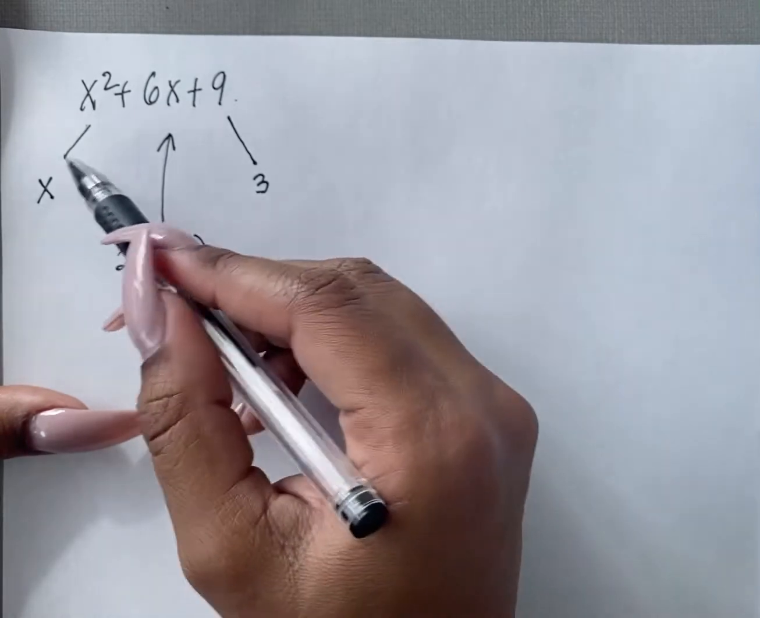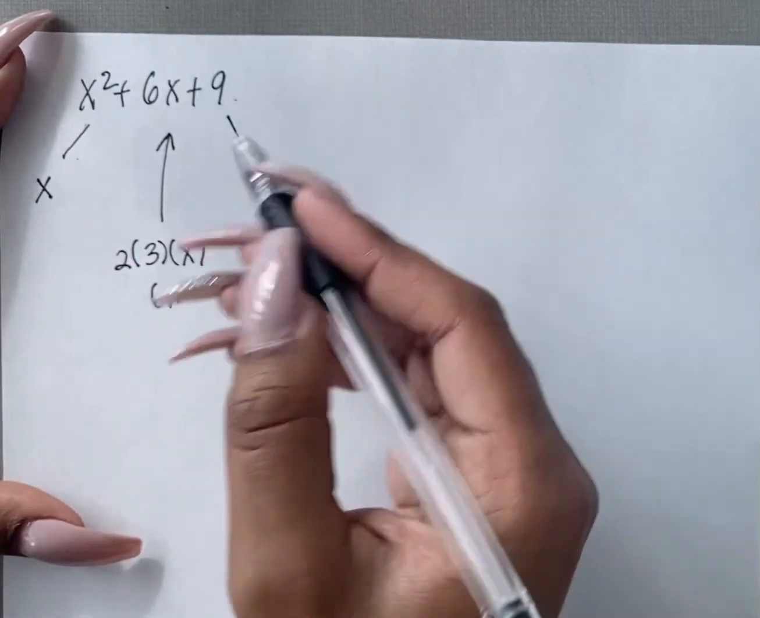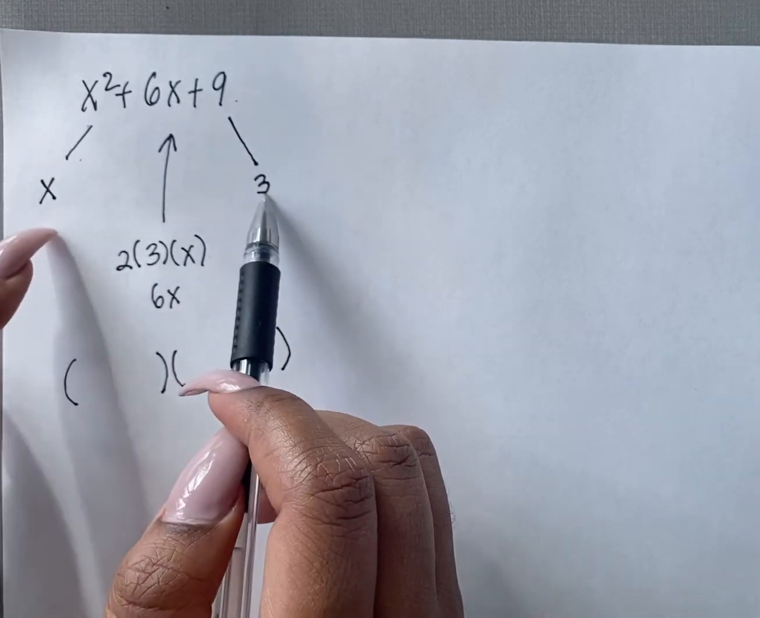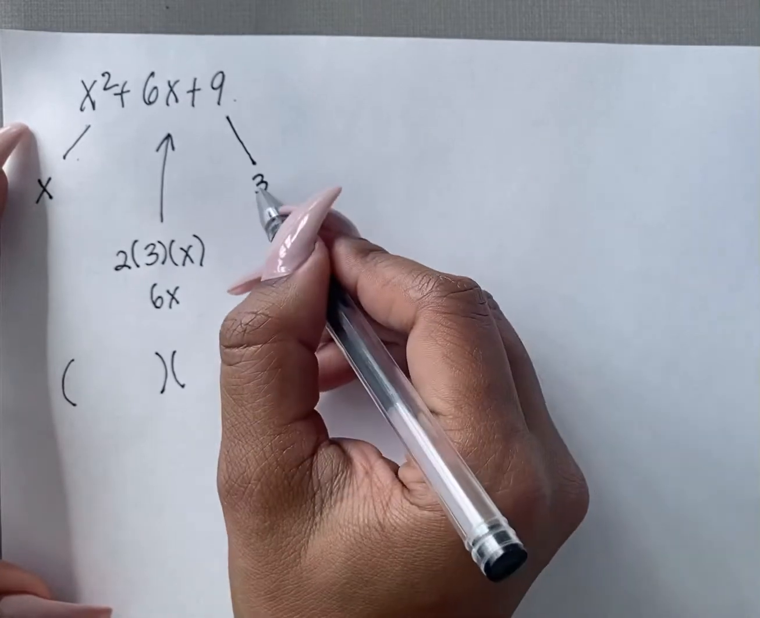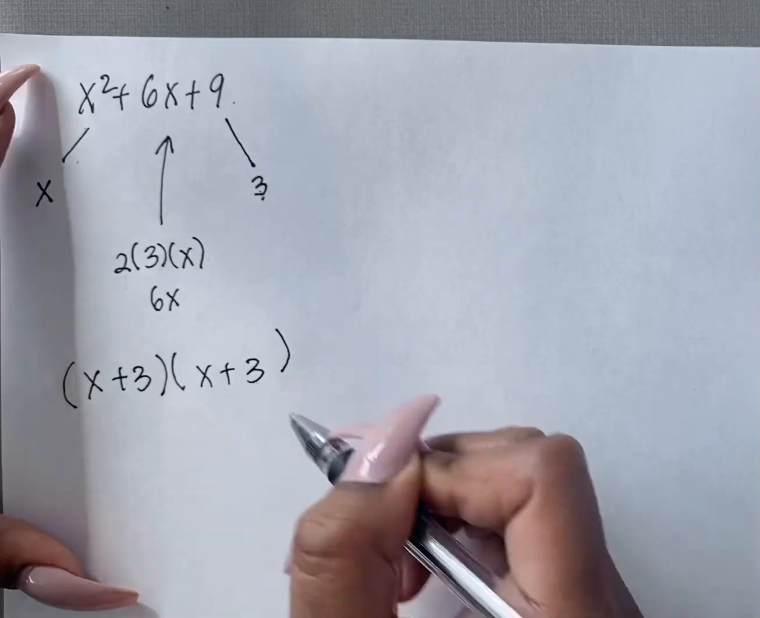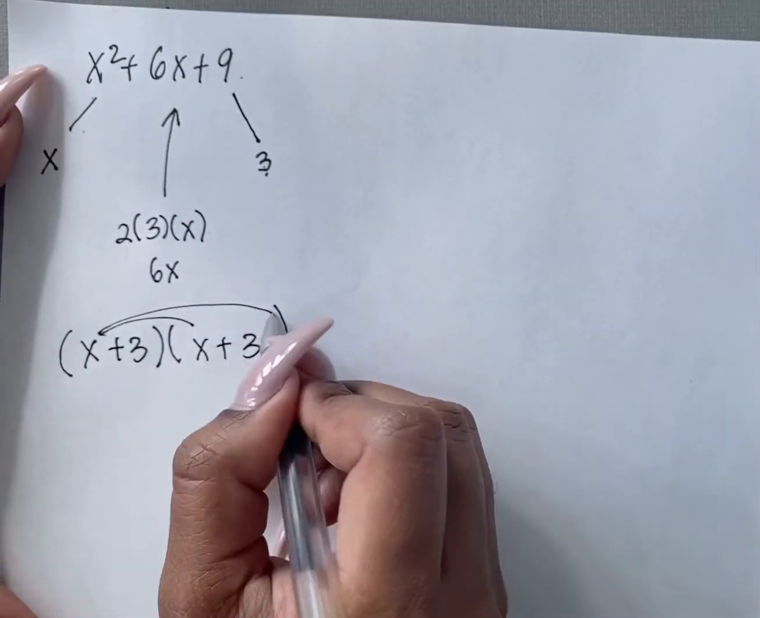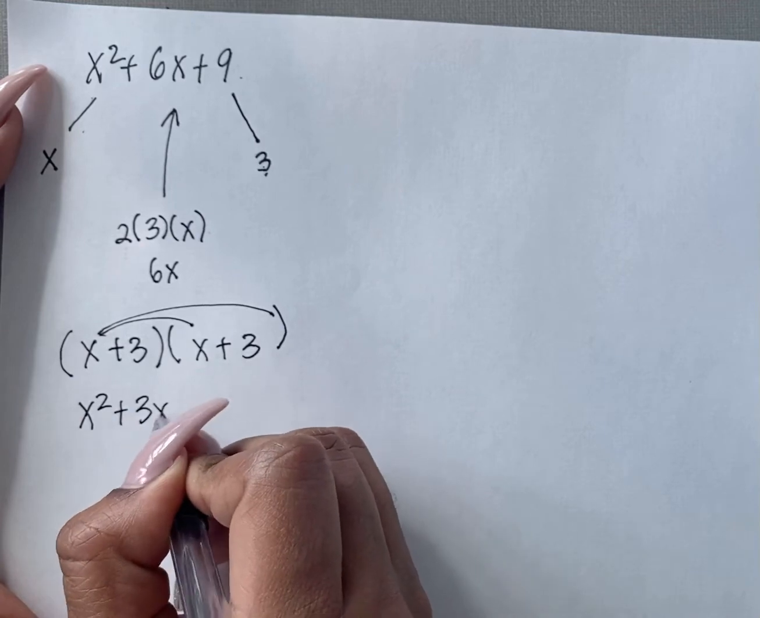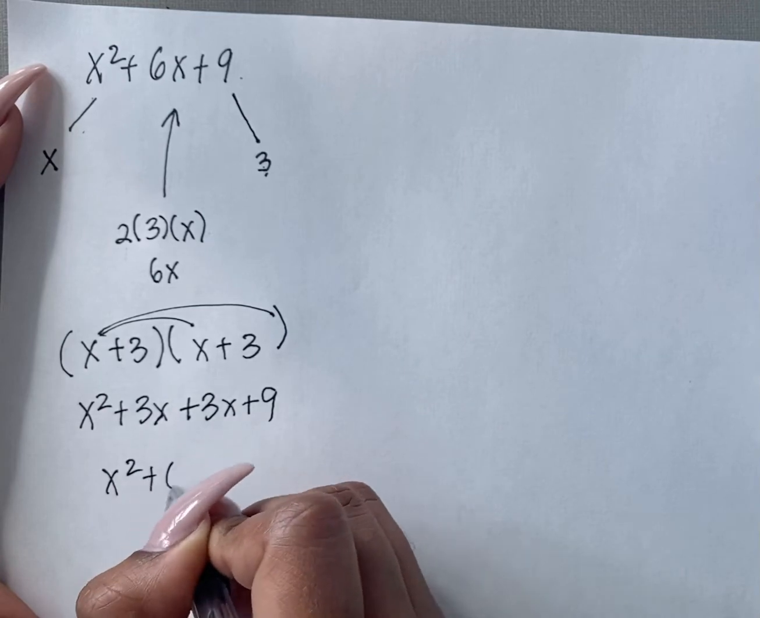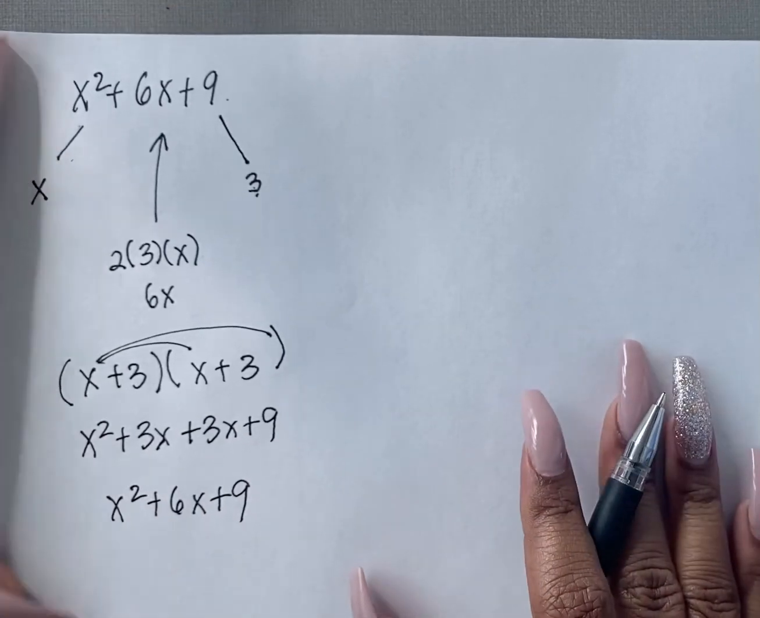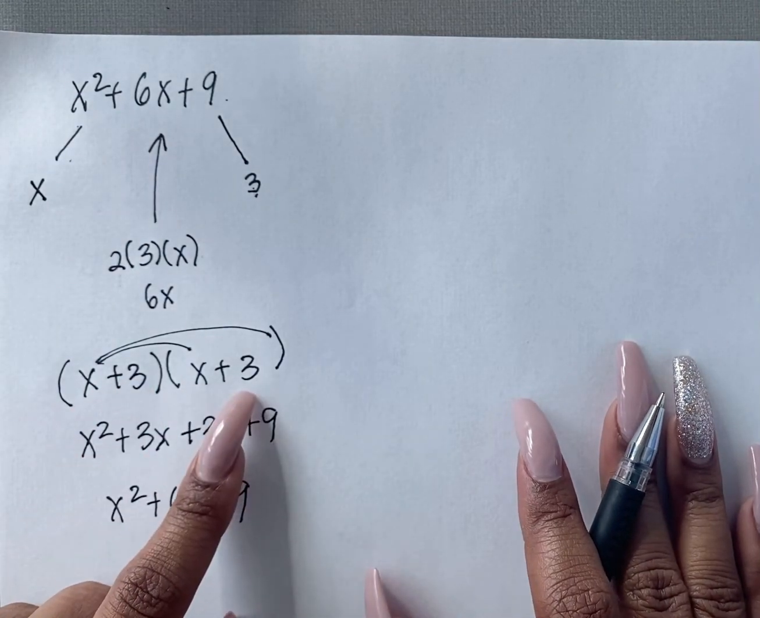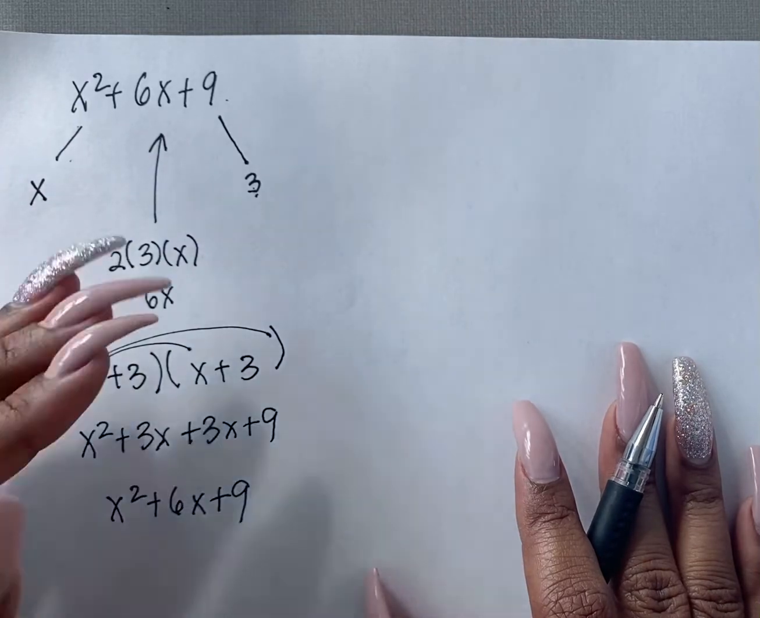That's how I know this is a perfect square. When I go to factor it, I'm just going to take the parts that I have. I have x, and I have a 3. My 3 is positive, so I have x plus 3 and x plus 3. If you multiply this back out, you get x squared plus 3x plus 3x plus 9, so x squared plus 6x plus 9. So this is a perfect square. It is the result of x plus 3 times x plus 3. This is just a process that you can use to break it down.